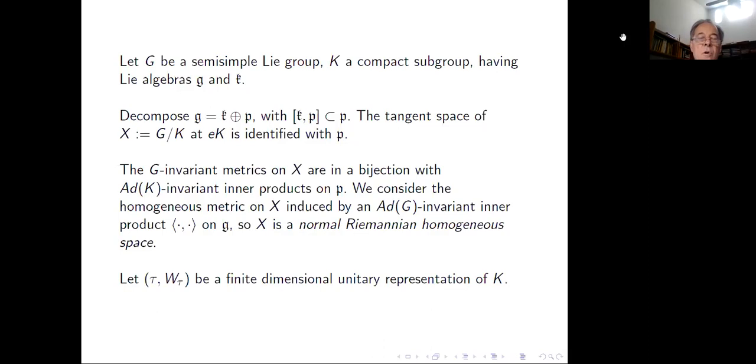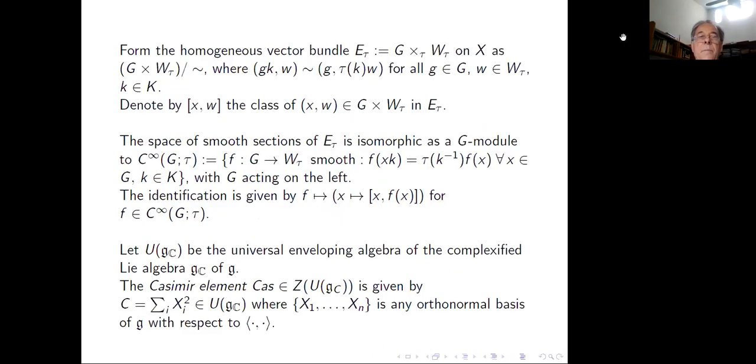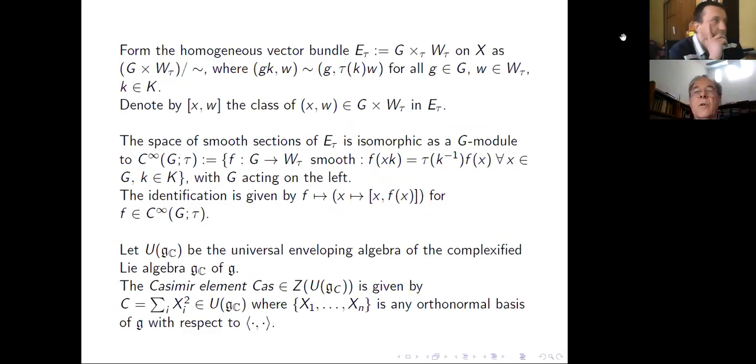Now we fix tau, W tau, a finite dimensional unitary representation of K. We form the homogeneous vector bundle, we call it E tau, that is G cross tau W tau, and that means that we identify pairs (gk, w) with (g, tau(k)w) for all g in G, w in W tau, and k in K. We denote by brackets the class of (g, w) in E tau.